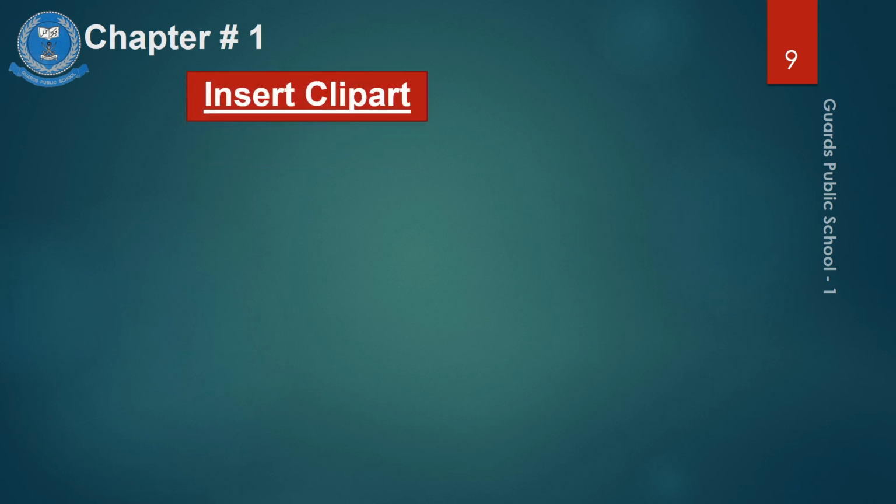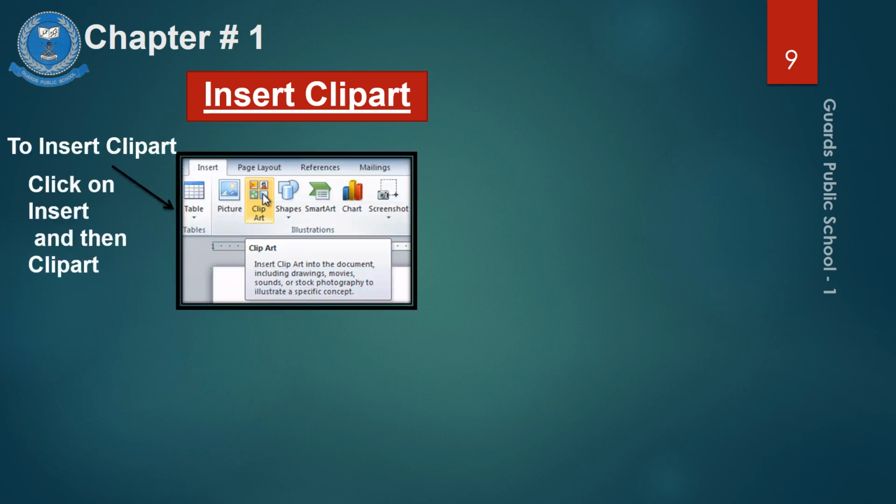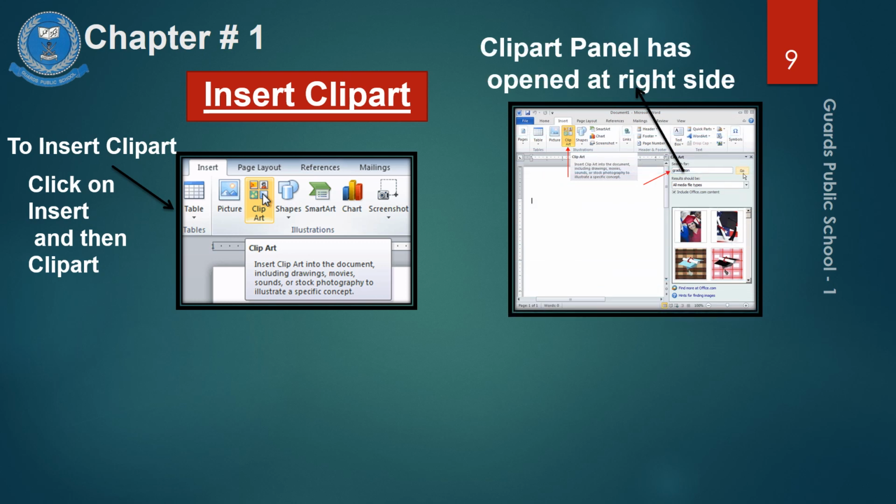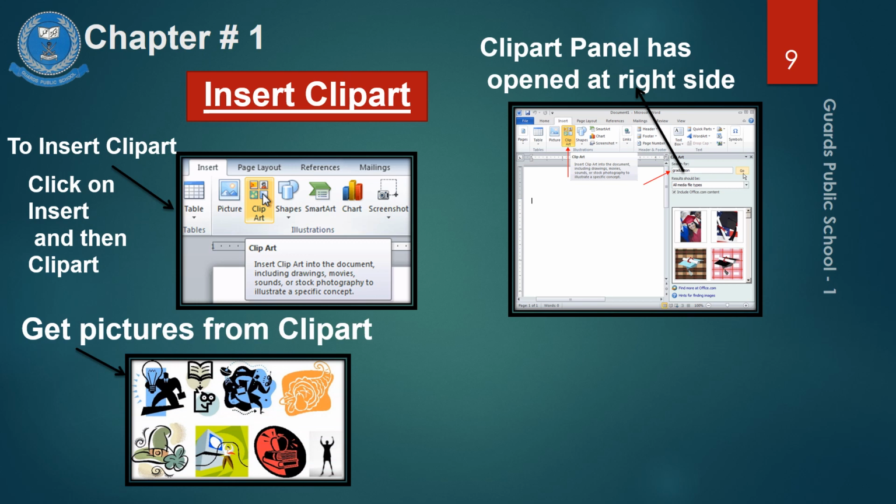Now student, if you want to make your document attractive, you can insert pictures in your document. So you can use the clip art option. First you click on the insert menu and then click on the clip art option. After clicking, the clip art option appears on the right side of the document. Whatever picture you want to insert in your current document, click on that picture or write its name and then click go. The specific picture will appear in your current document.